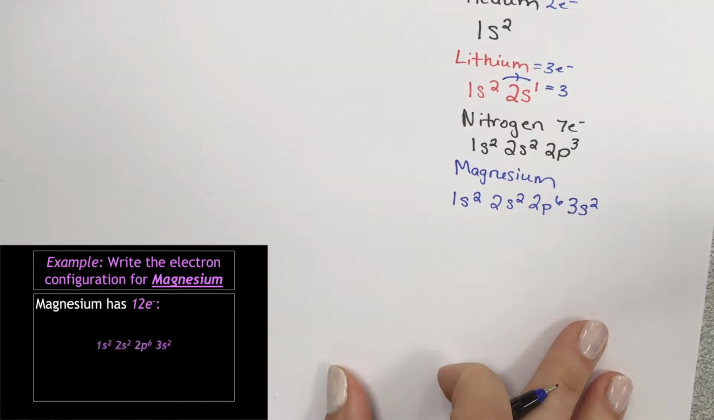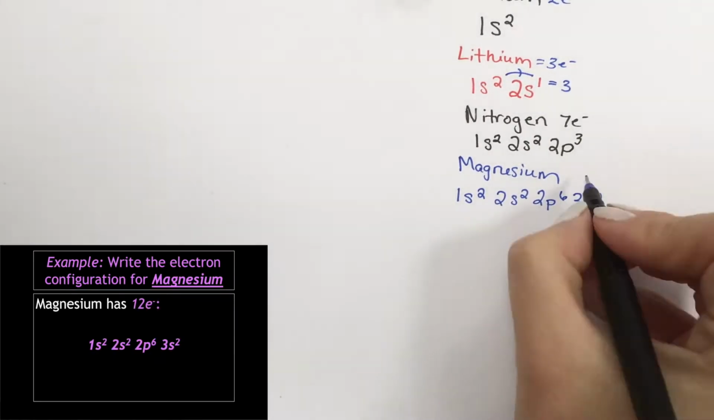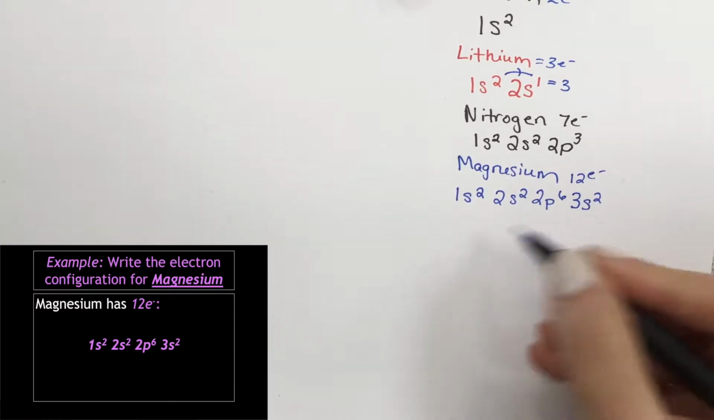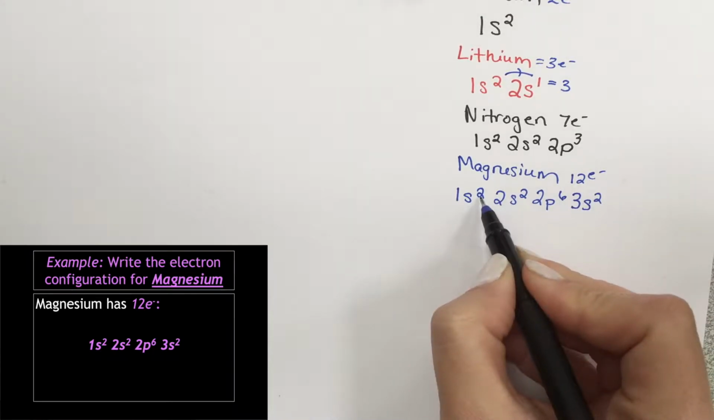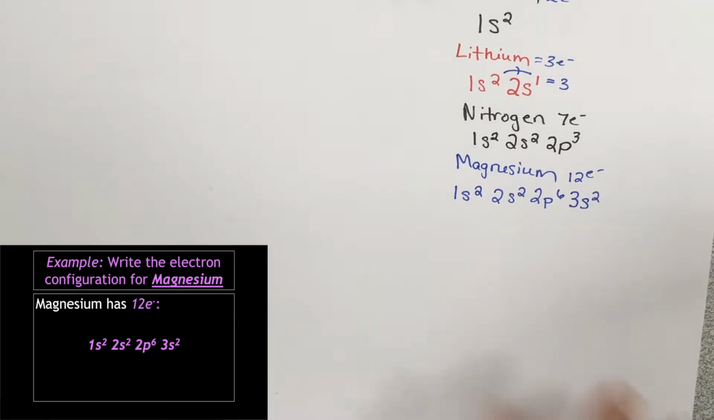And that should be our answer, okay? And we are correct. So magnesium has 12 electrons. We can count them to make sure we have them right. So 2 plus 2 plus 2 is 6. 6 plus 6 is 12. We did it correctly, okay?